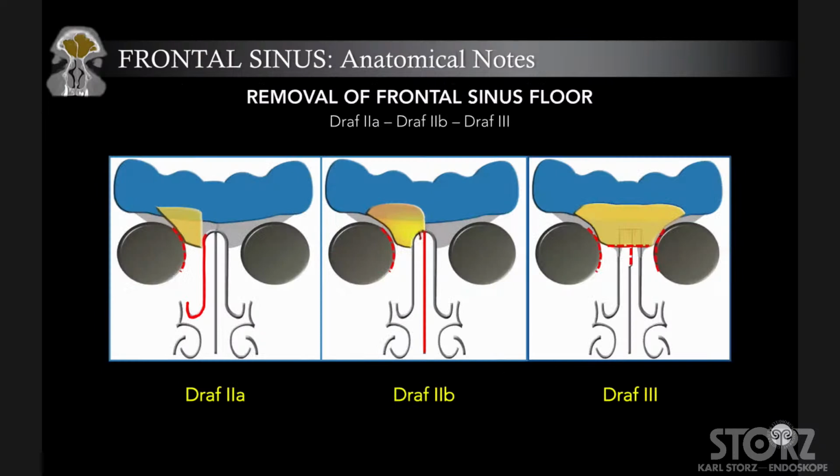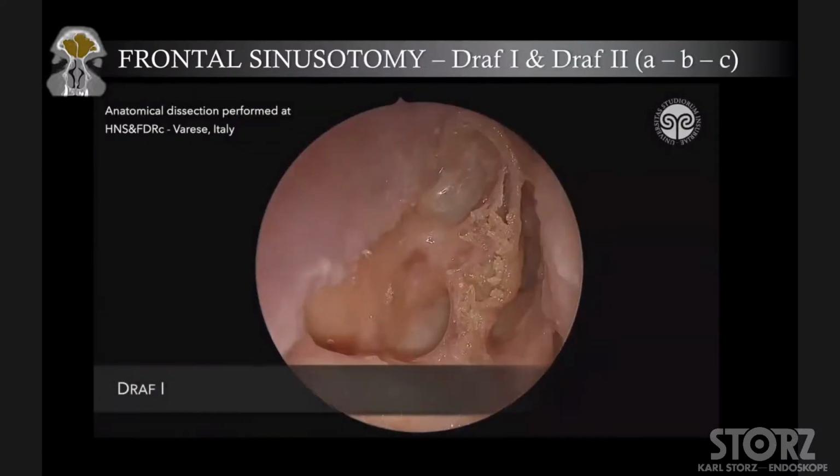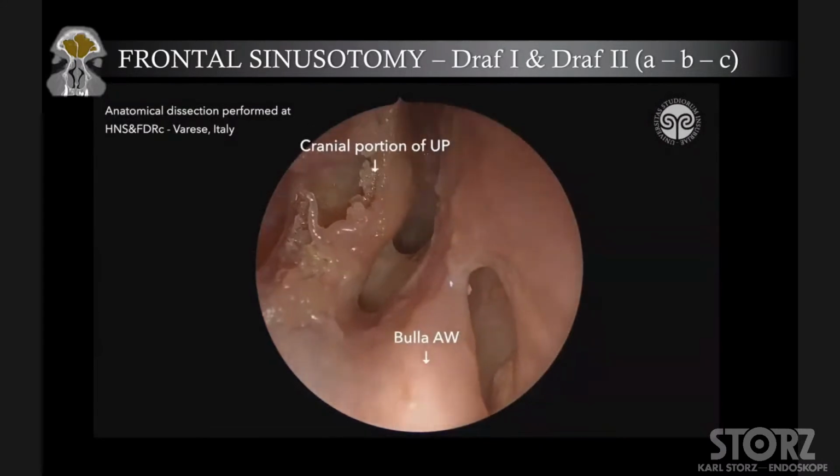So how to approach the frontal sinus, performing the so-called Draf approaches. Usually, in the large majority of cases, you only open the natural ostium of the frontal sinus, which is called Draf type 1. But in selected cases, you can enlarge your approach, performing a more extended approach, Draf type 2 and Draf type 3. This is an example of Draf type 1, and then after that I will show you Draf type 2 and 3.